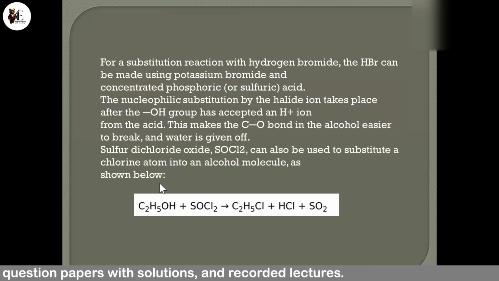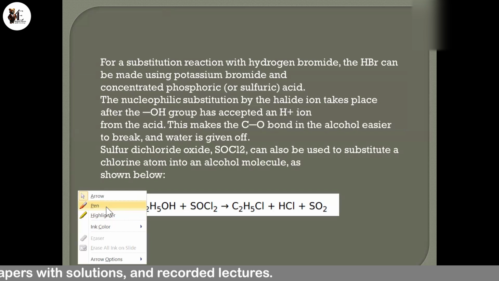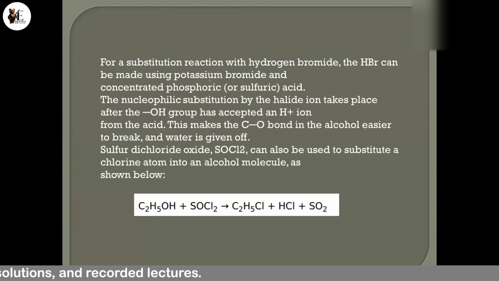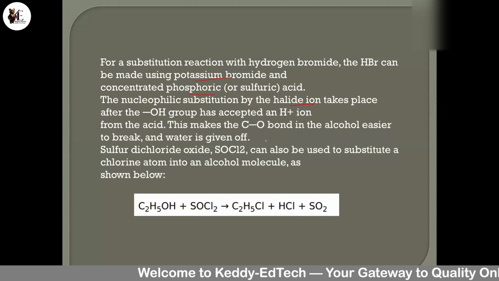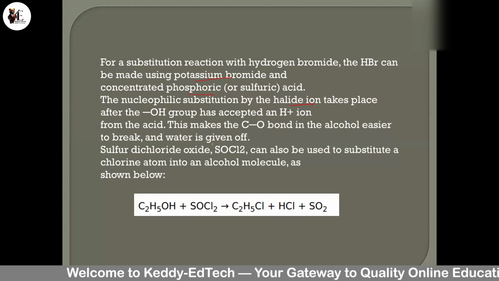Now for substitution reaction with hydrogen bromide, the HBr can be used. The HBr can be made using potassium bromide and concentrated phosphoric or sulfuric acid. The nucleophilic substitution by the halide ion will take place after the OH group has accepted an H+ ion from the acid. This makes the C-O bond in the alcohol easier to break and water is given off.